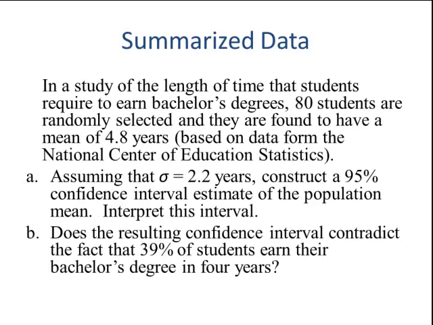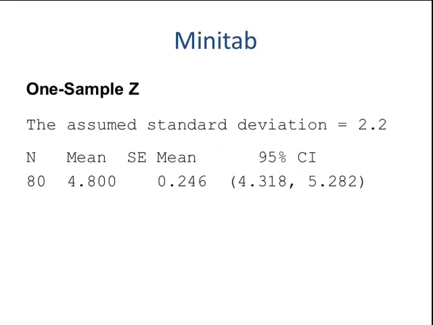Our last example. In a study of the length of time that students required to earn bachelor's degrees, 80 students are randomly selected and they are found to have a mean of 4.8 years. This is based on data from the National Center for Education Statistics. Assuming that sigma is 2.2 years, construct a 95% confidence interval for the population mean. Interpret this interval. B, does the resulting confidence interval contradict the fact that 39% earned their bachelor's degrees in 4 years? We'll begin with A.